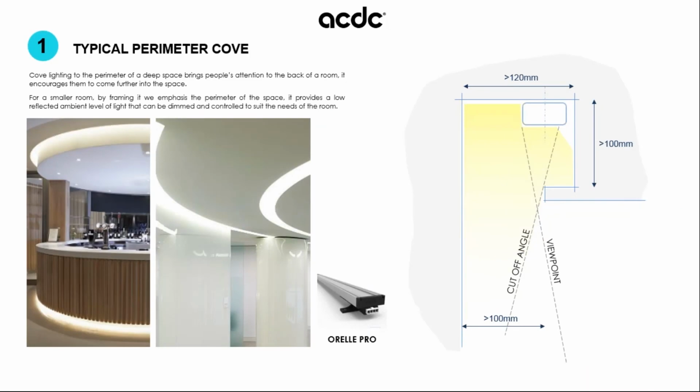Think about dimensions. I've based these dimensions on the ACDC OREL Pro linear luminaire. That cove lighting is defining the perimeter. When you've got a deep space, it brings people's attention to the back of the room. It encourages them to come further into the space. For a smaller room, by framing it, we emphasize the perimeter of the space. It provides a low reflected ambient level of light, but we can control it. We can dim it to suit the needs of the room.